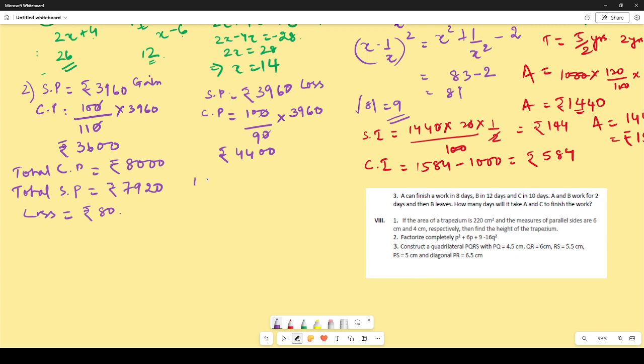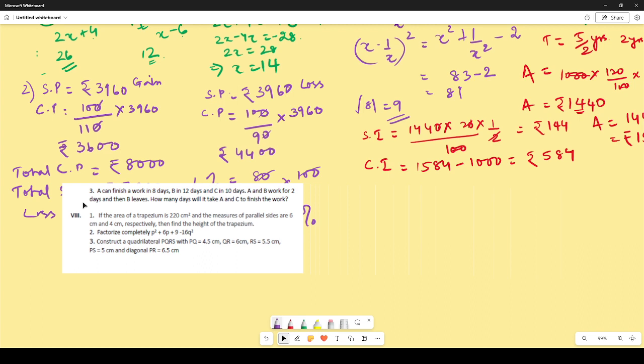Now when we are calculating loss percent, what is the formula that we use? Loss by CP into 100. So you find that the answer is 1%. So you have 1% loss on this whole transaction. So that will be your answer.